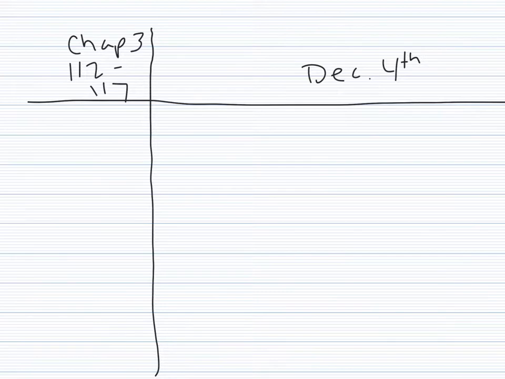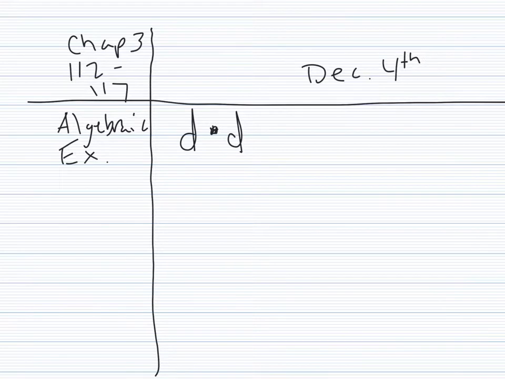And our topic is, we'll just write algebraic expressions. And I'll just put EX. All right, so the first thing we're going to do is we are going to write each expression using exponents. So let's say we had this expression, d times, that's multiplication, d times d times d times d.